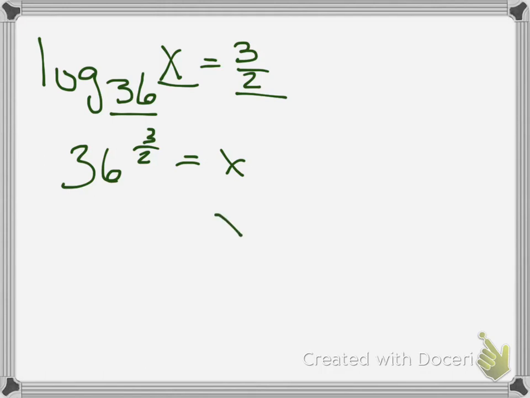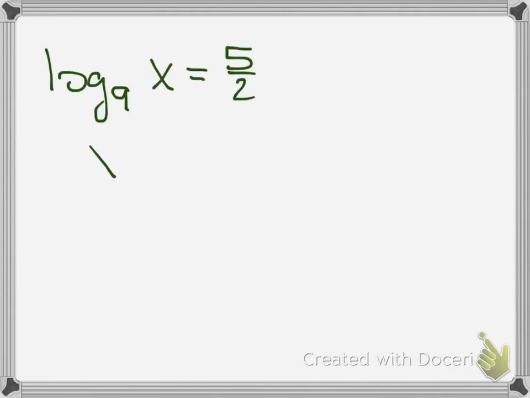Then all you got to do is type into the calculator 36 to the 3/2 power. That would be like the square root of 36, which is 6. Then cube that, which gets you 216. And there you go. It's that easy. Yes, it can be. Yeah, I'm getting a little too excited. All right, anyways.